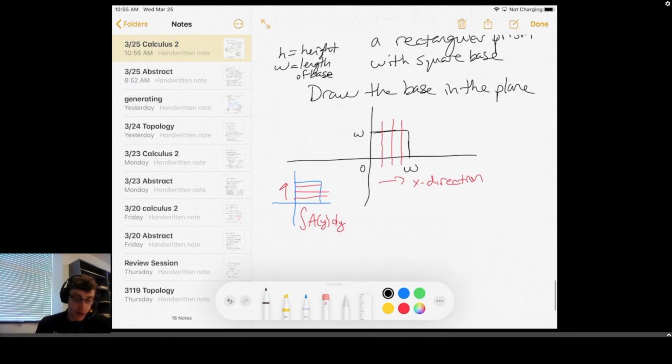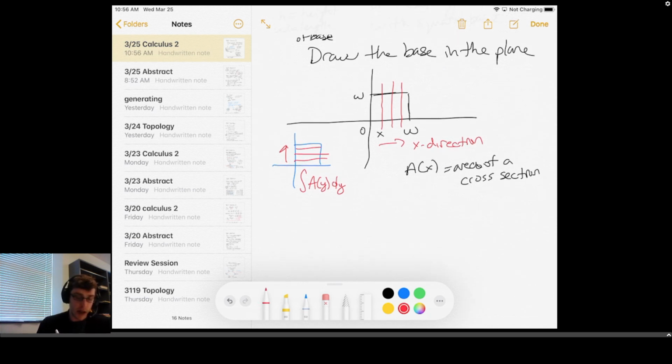So if we go in the x direction and we look at these cross sections, what is our A of x? This is the area of a cross section. Basically, you pick an x, and we want to see what this cross section looks like. I'm going to slice down my whole rectangular prism, down to this bottom line on the square base. What is that cross section going to look like? What shape is it? What are its dimensions?